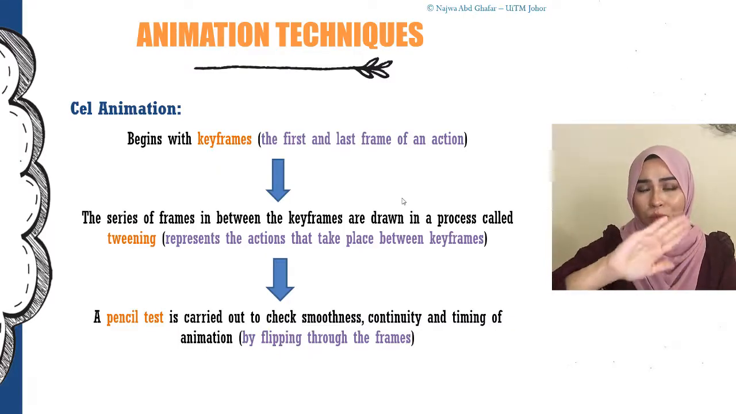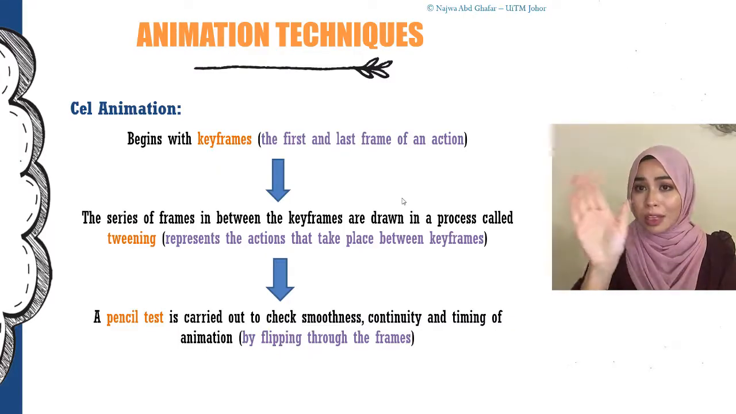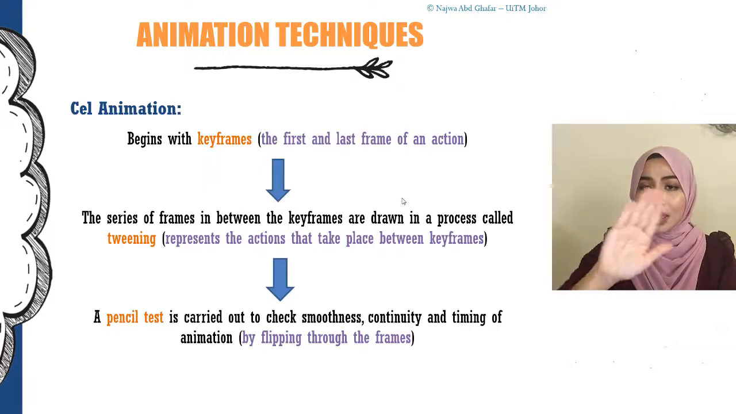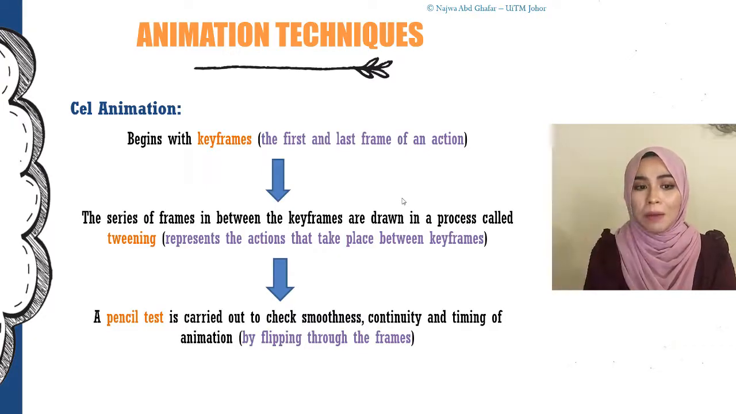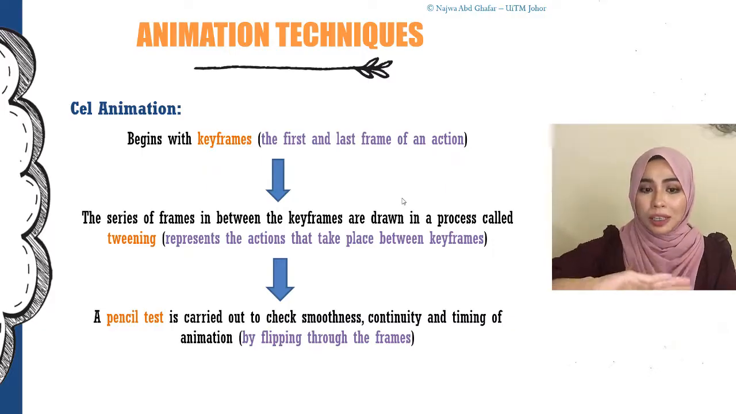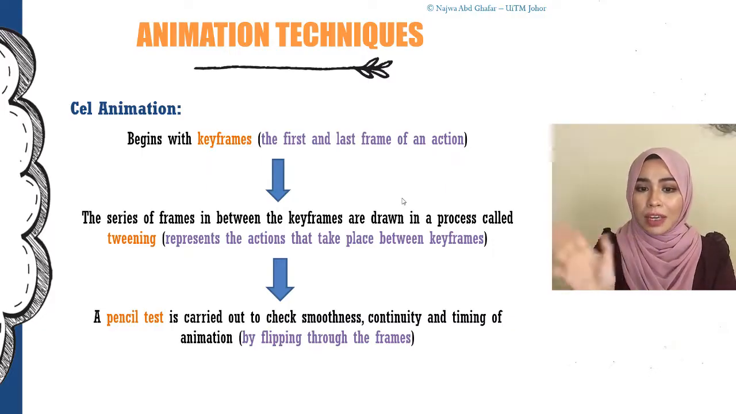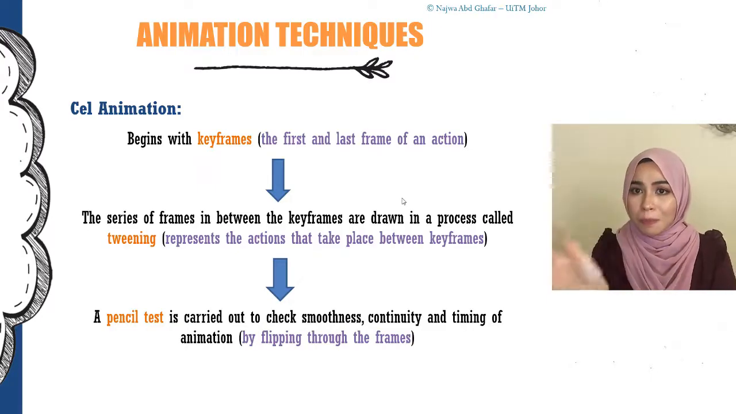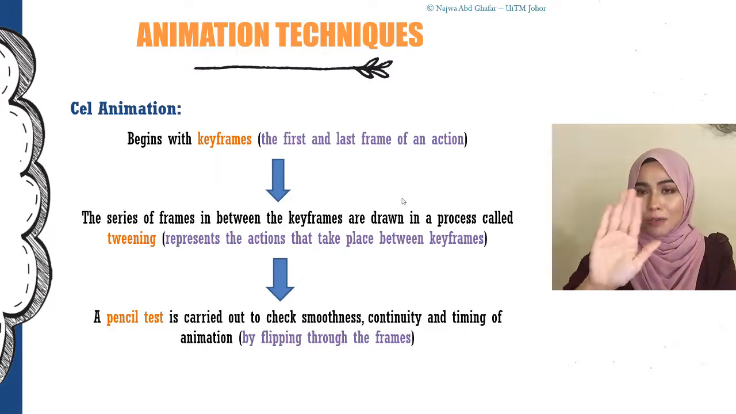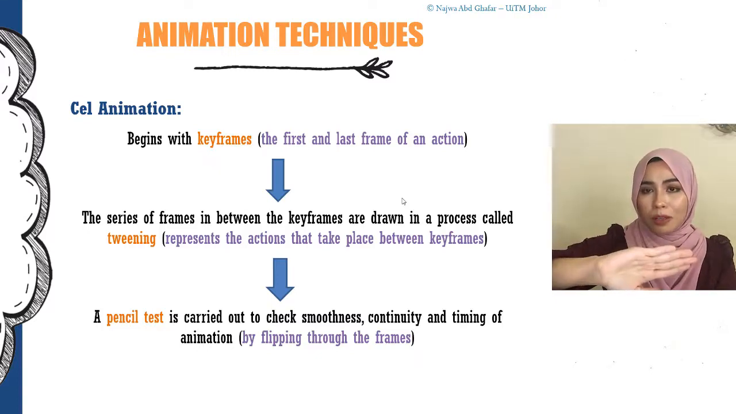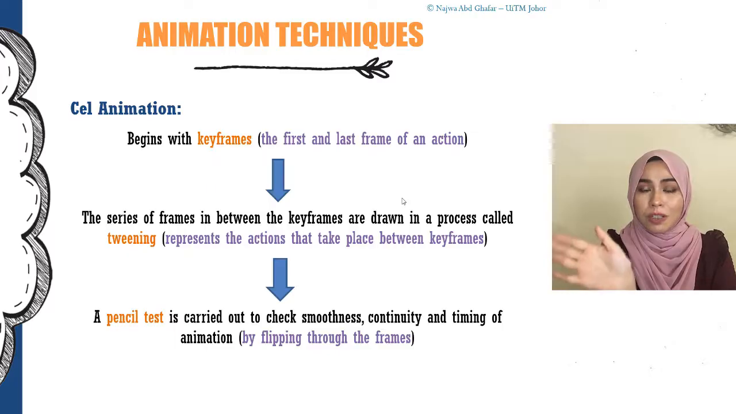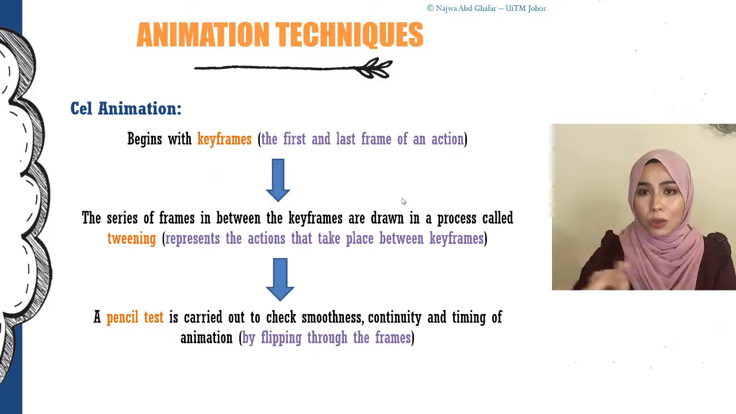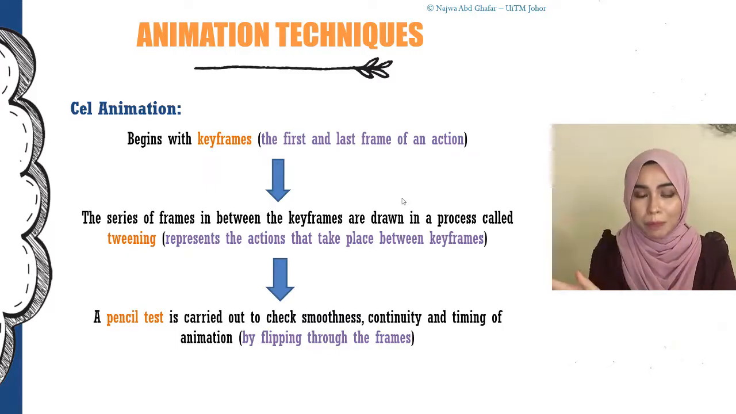So in between these two keyframes, in order for me to create this movement, this is known as tweening. Tweening is the series of frames in between the keyframes to create that movement. Each of these frames is known as tweening. The first movement is called a keyframe, and the last movement is also called a keyframe. In between the two keyframes, you will have your tweening.